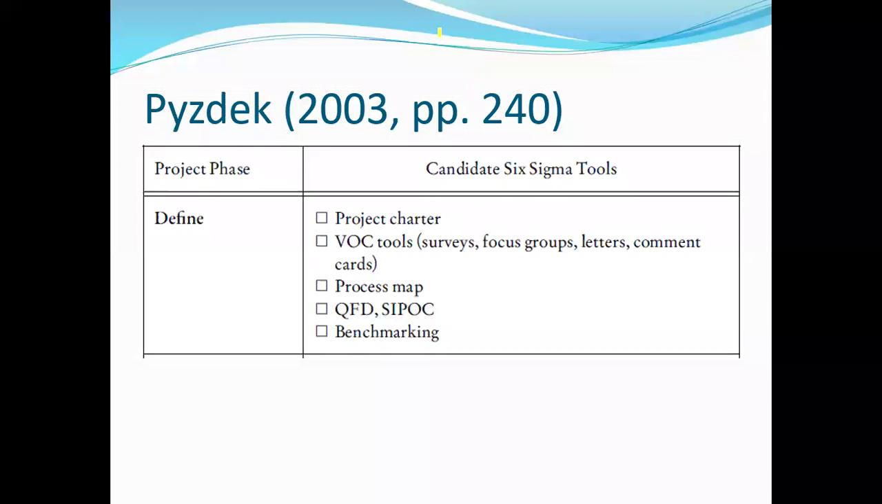This table shows us there are some Six Sigma tools that can be used to support the activities in the define phase. You might have heard some of them, like voice of customer tools. We always use surveys, questionnaires, or we collect some main customers to identify voice of customer by doing the focus group, or by reading the comment cards from the customers.